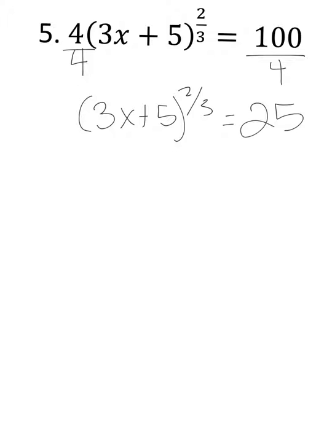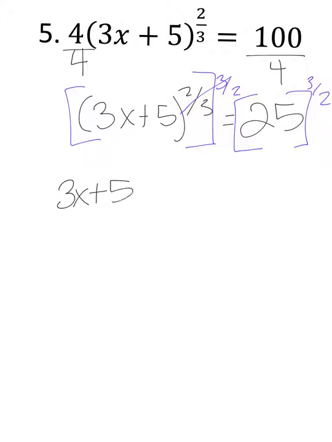So now we can go ahead and fix our exponent issue. So we're going to take both sides to the not 2/3, but 3/2 power. So this will cancel out, and we're left with 3x plus 5 equals, and I'm going to rewrite this guy over here. So we're going to rewrite it as the square root of 25 cubed.